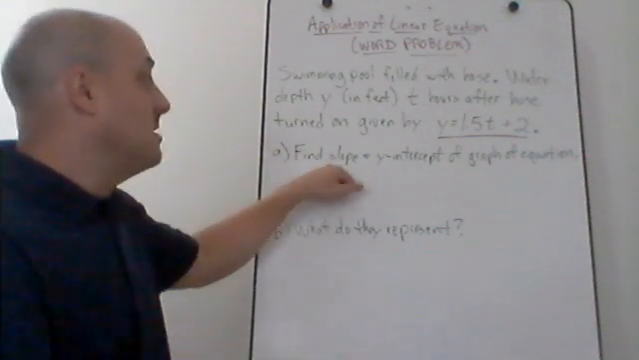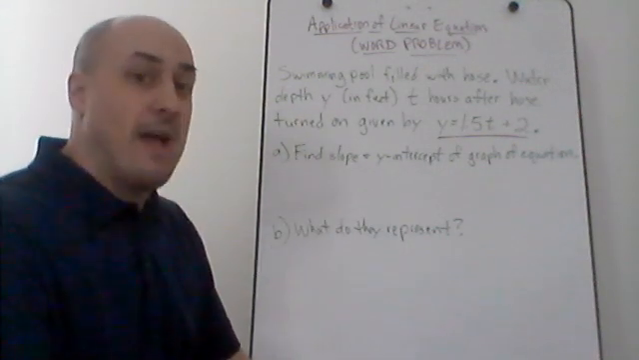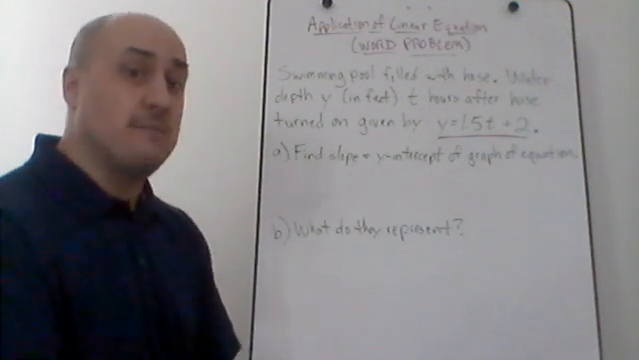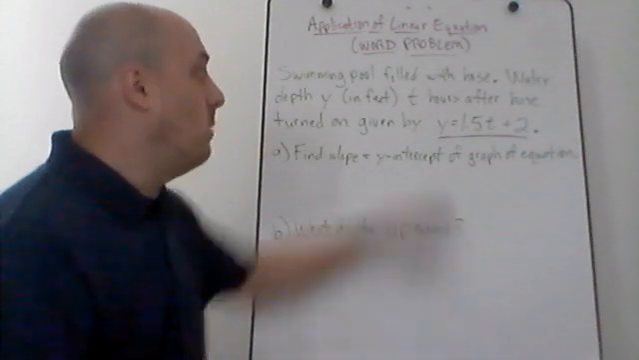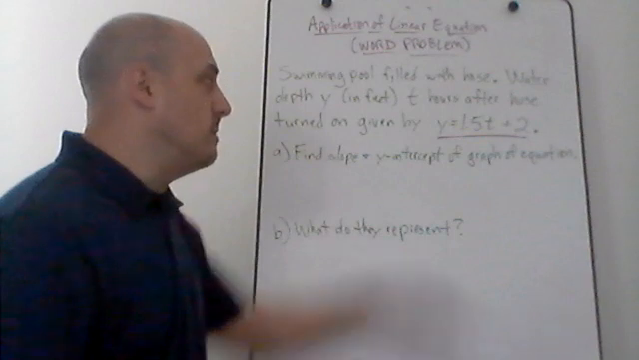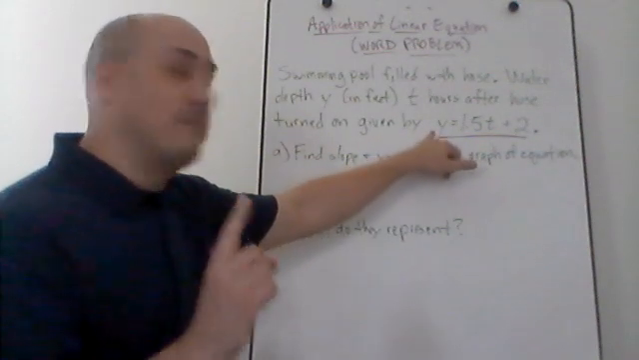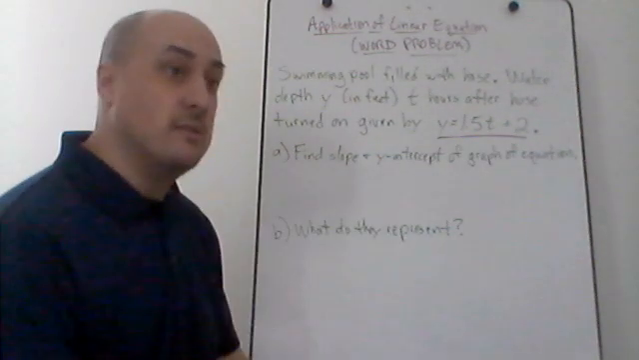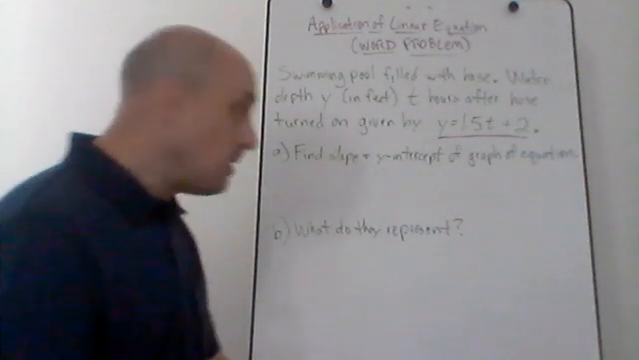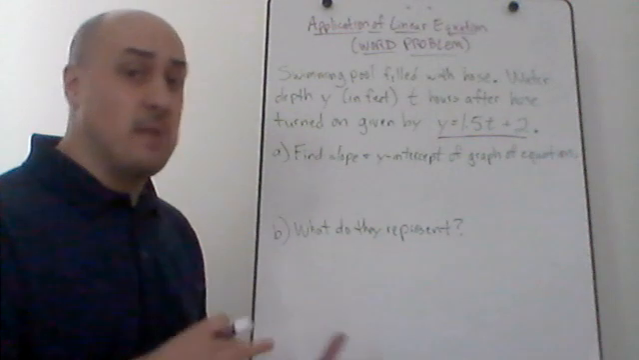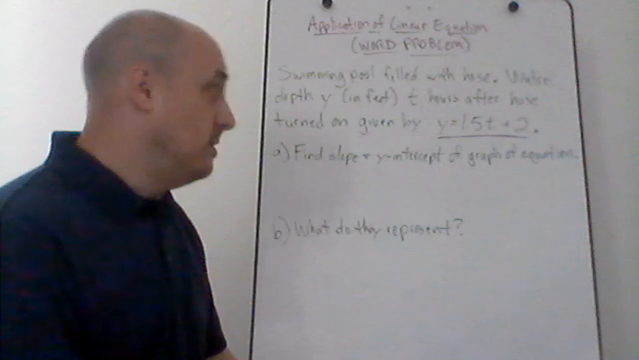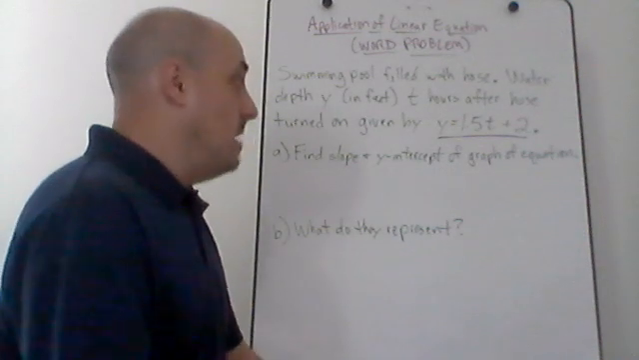And what we're asked to do first is to find the slope and the y-intercept of the graph of that equation. So if I want to find the slope and the y-intercept, basically what I need to do is identify what that equation is. So y equals 1.5t plus 2 is a linear equation, and I know it's linear because my variable y is raised to the first power and my other variable t is also raised to the first power. When both of my variables are to the first power, I've got a linear equation, as long as those variables are not in the denominator of a fraction or anything that could change things. But if I don't have any fractions there and they're both to the first power, then I've got a linear equation.